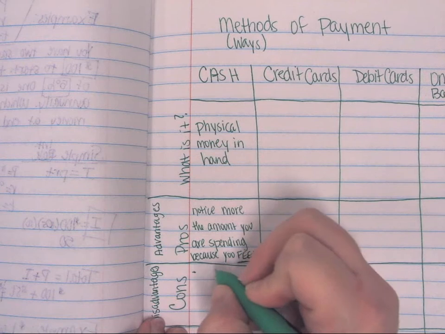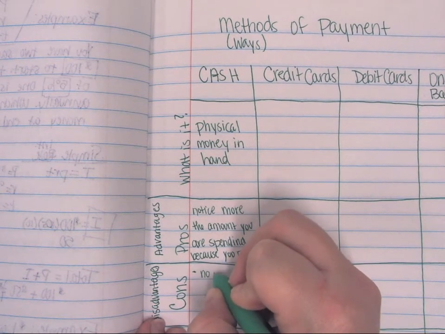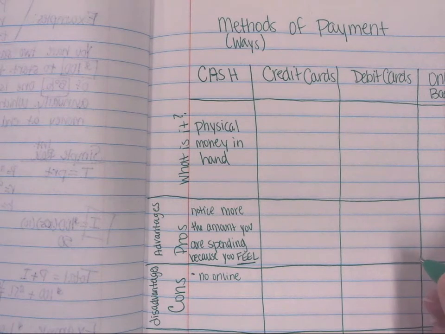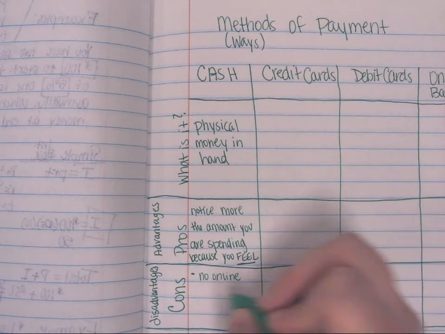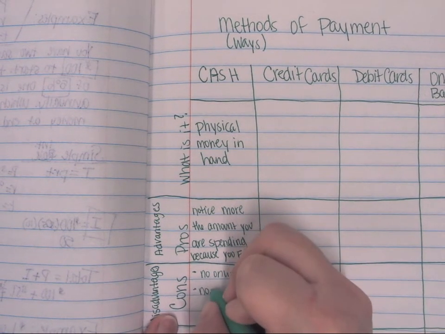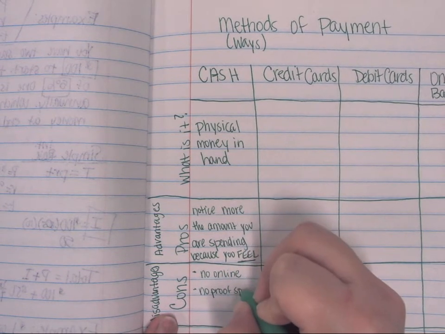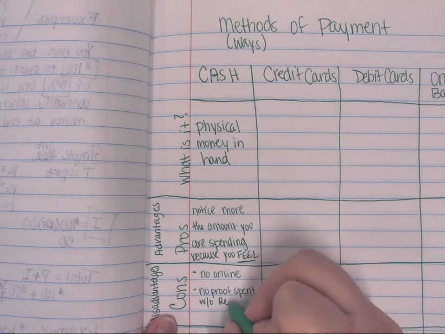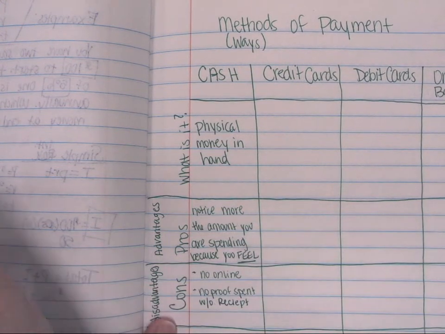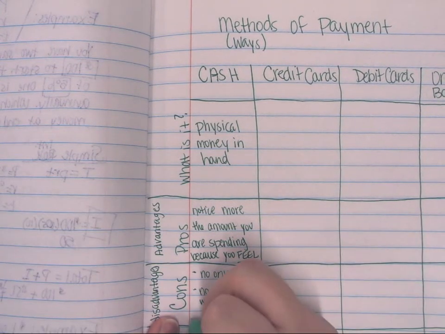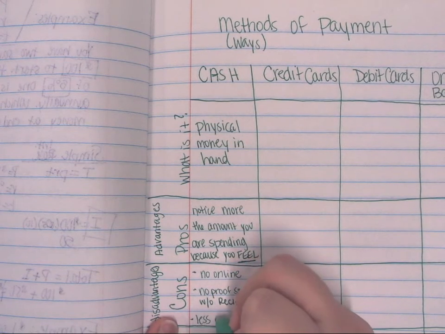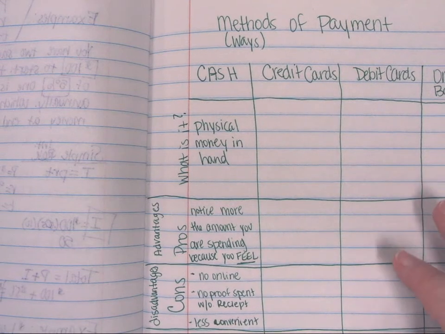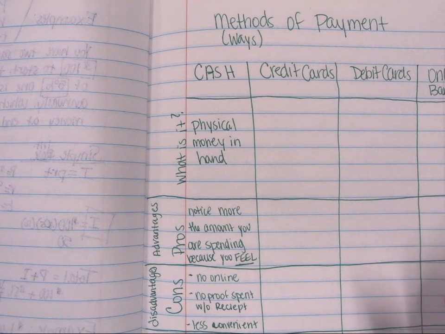Cons. No online purchase with it. No proof you spent it unless you have a receipt. I'm going to put without receipt. And it's less convenient. It's less convenient to pay because you have to count it out. All of that. Okay.